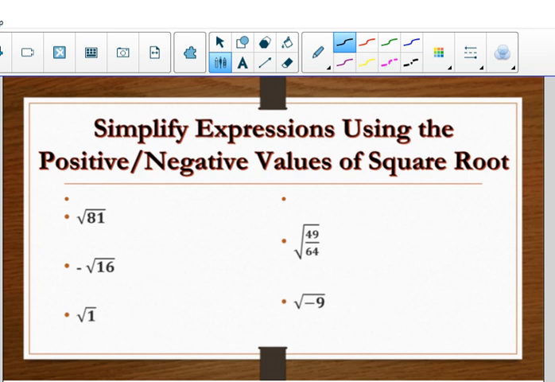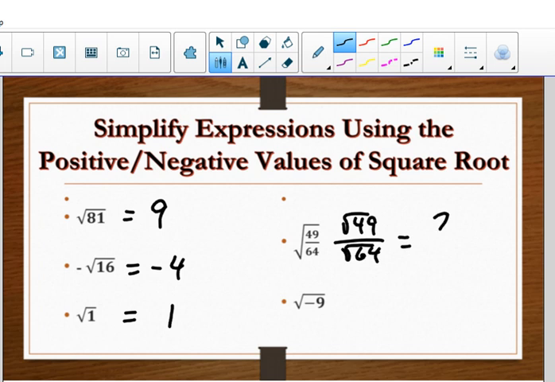Other examples, square root of 81. Square root of 81 would be 9. Square root of 16 is 4, times a negative 1, it's a negative. Square root of 1 is 1. Square root of 49/64ths, so the square root of 49 divided by the square root of 64, this will give us 7/8. And the square root of a negative number, you cannot find the square root of a negative number, so no solution.